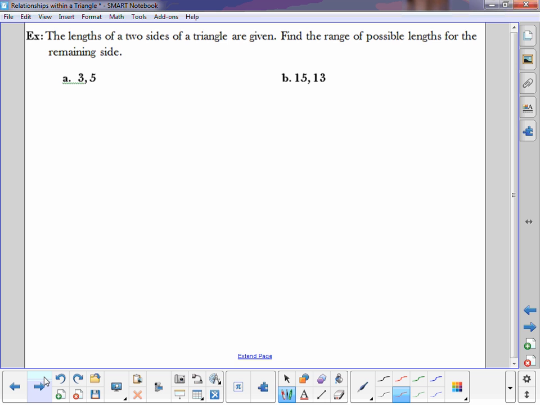Alright. Now, I don't know my third side. I'm going to call it X. And again, I don't know if this is my small, medium, or large. So I need to go back to that theorem that we were just discussing. Any two sides must add up to be bigger than my third side. So 3 plus 5 has to be bigger than X. I also need to have 3 plus X must be bigger than 5. And X plus 5 must be bigger than 3. Are we good with setting up those three scenarios?